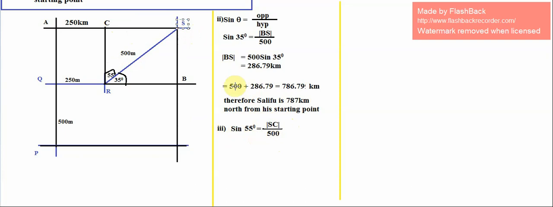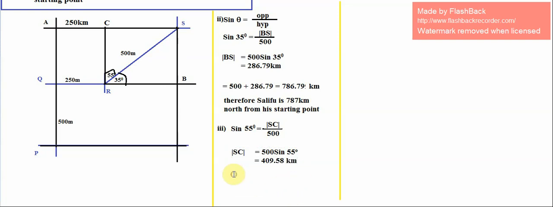This is over 1, so we'll do another cross multiplication. When we multiply CS by 1, we still have CS, and 500 will multiply sine 55 degrees. We press on the calculator the value of 500 sine 55 degrees, and it is 409.58, to 2 decimal places, kilometers.